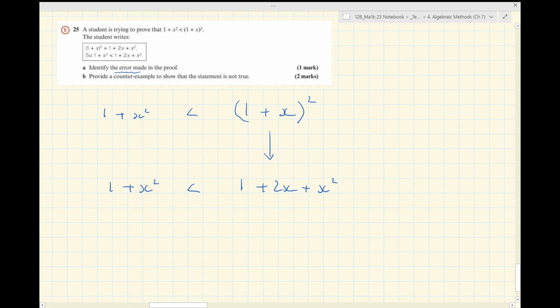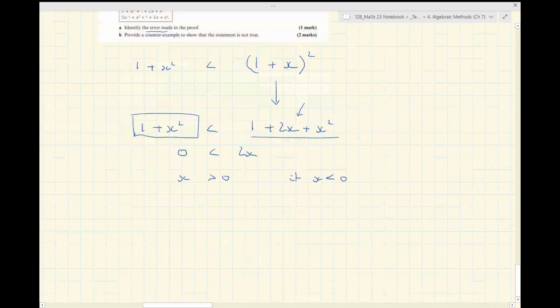Well, I'm afraid to say that this is only less than that if 2x is positive, isn't it? Because just to illustrate that, you could subtract 1 plus x squared from both sides, and you'd be left with the condition that 2x is greater than 0. So you're assuming that x is greater than 0. But if x is negative, then his proof is flawed, isn't it? So identify the error made in the proof. x could be negative.